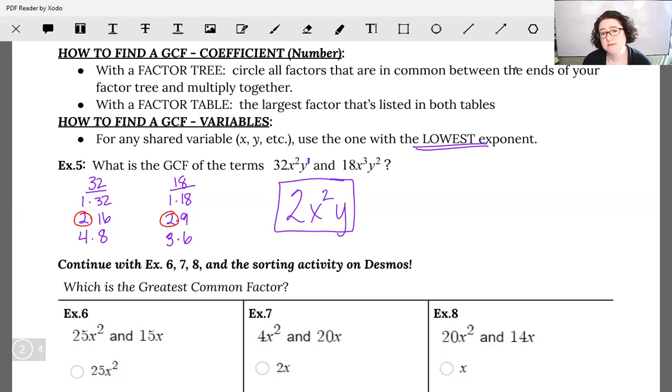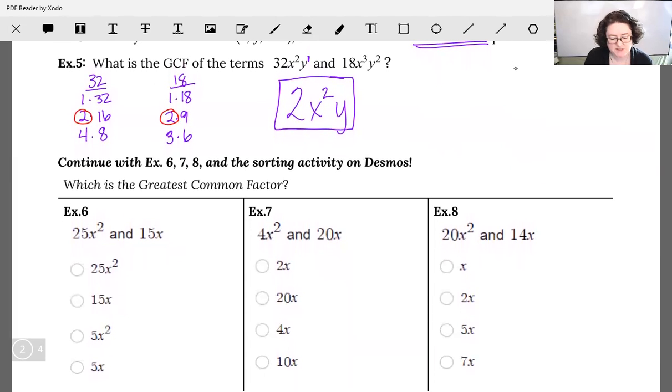Now, you've got several examples to look at on Desmos, but let's start the first one together. The first example you're going to check out is example 6. What's your greatest common factor between 25x squared and 15x? I'm going to leave the variable piece of this to figure out on your own, but let's look at the numbers to get you started. Let's make two factoring lists, one for 25 and one for 15. For 25, I know I could do 1 times 25. What's the only other factor that you know of for 25? Well, that's just 5. 5 times 5 to get 25.